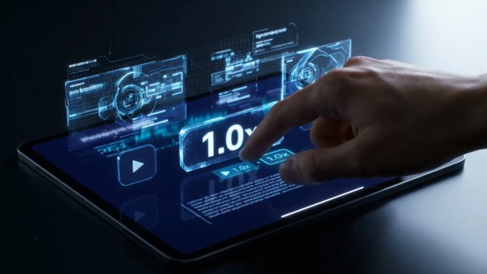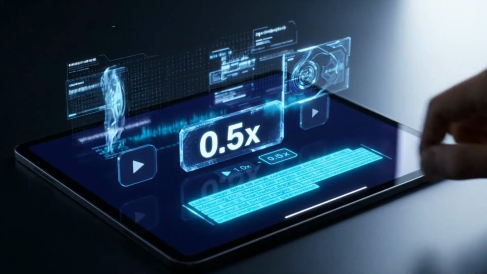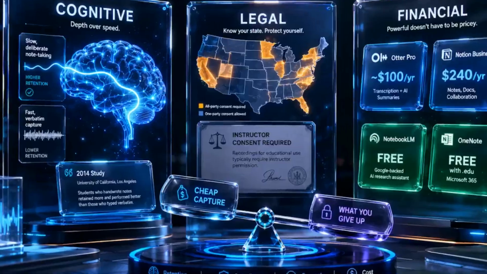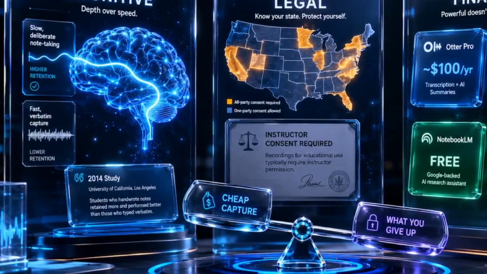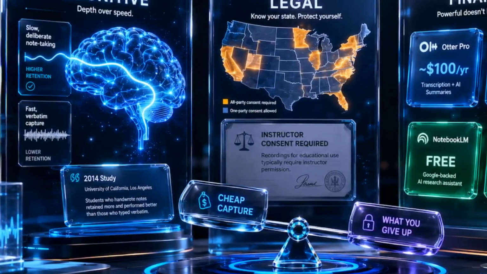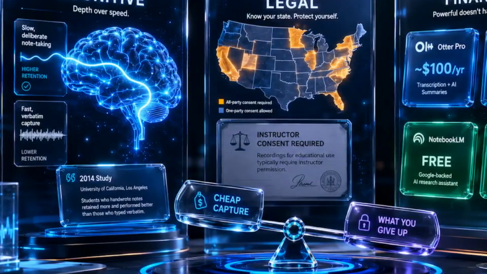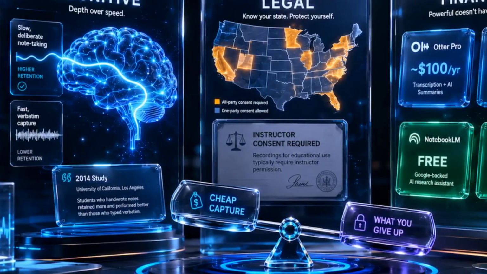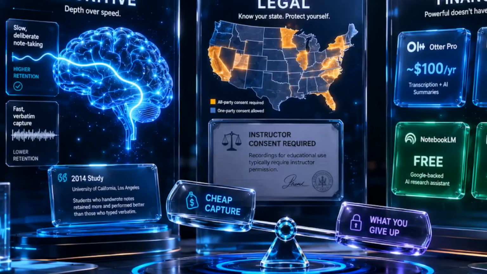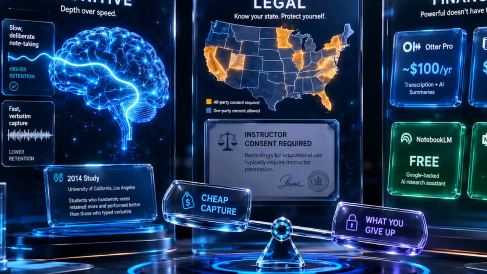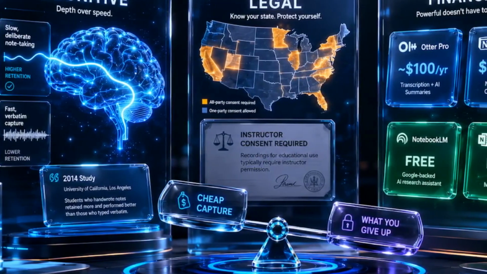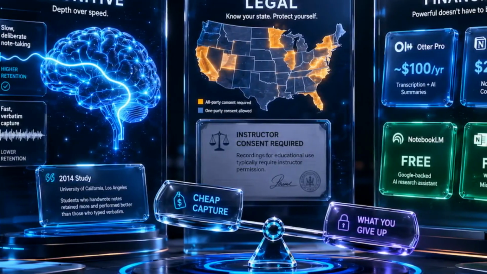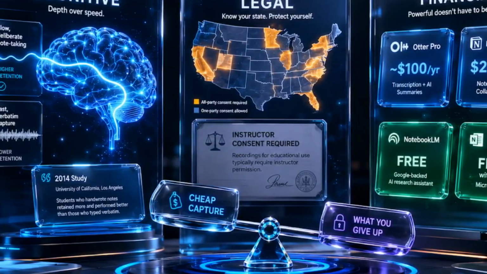But automation carries strict trade-offs, which we can evaluate across 3 categories. Starting with the cognitive panel on the left, a 2014 psychological science study demonstrated that students who type verbatim retain less conceptual knowledge than those who write by hand. Slower manual note-taking forces you to process the material to summarize it.